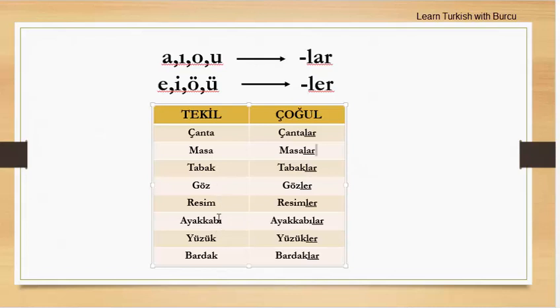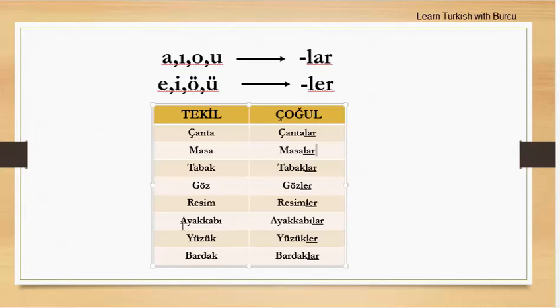Resim, resimler. The final vowel is i. So we use resimler. Ayakkabı.